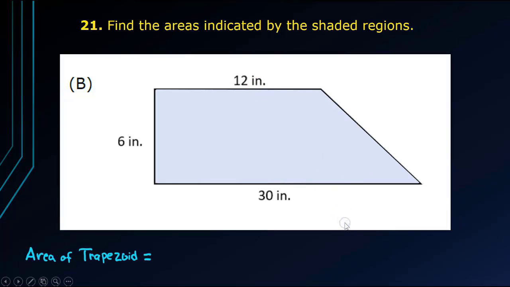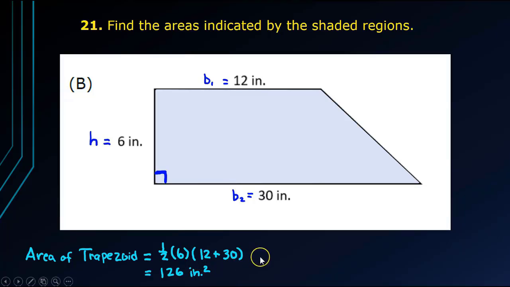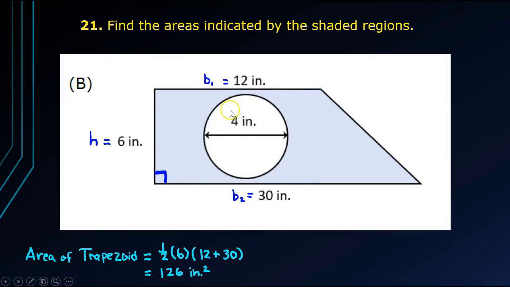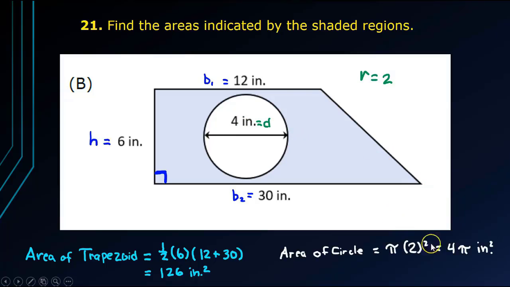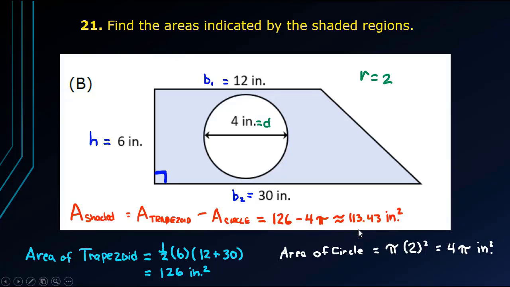So when I find the area of this trapezoid, 1/2 the height times the sum of the bases, I get 126 square inches. I bring the circle in now. I'm going to subtract away this circle. Now, it being 4 inches here, not indicating a center or anything, this means that this is the diameter. So if the 4 inches is the diameter, the radius is 2 inches. And the area of a circle is pi r squared, so it's pi times 2 squared, which is 4 pi. So the area in here is going to be 126 minus 4 pi, and that comes out to be approximately 113.43 square inches.